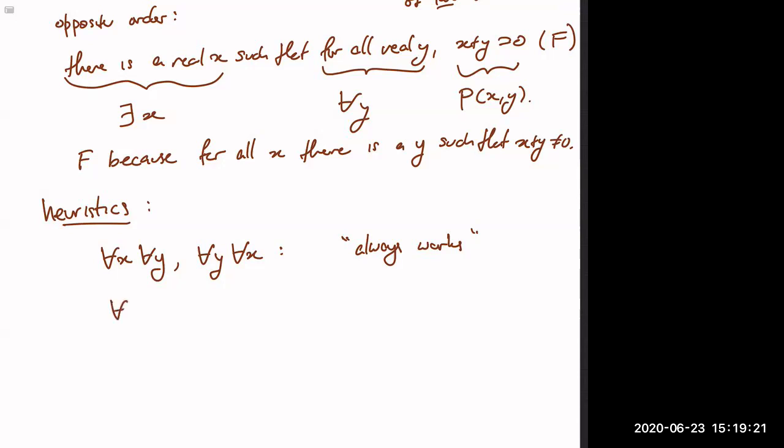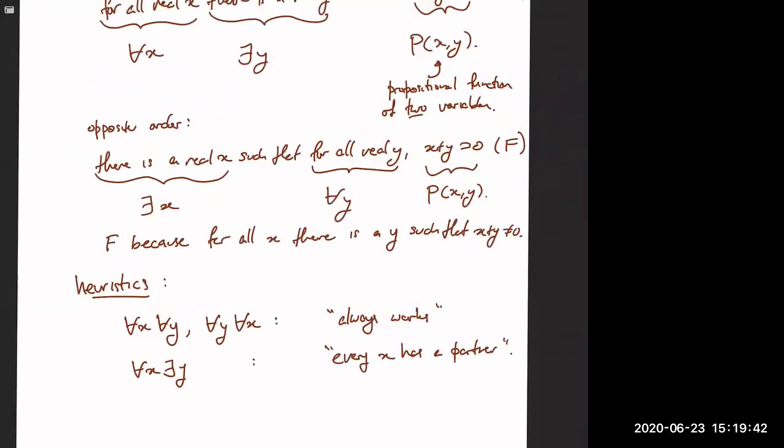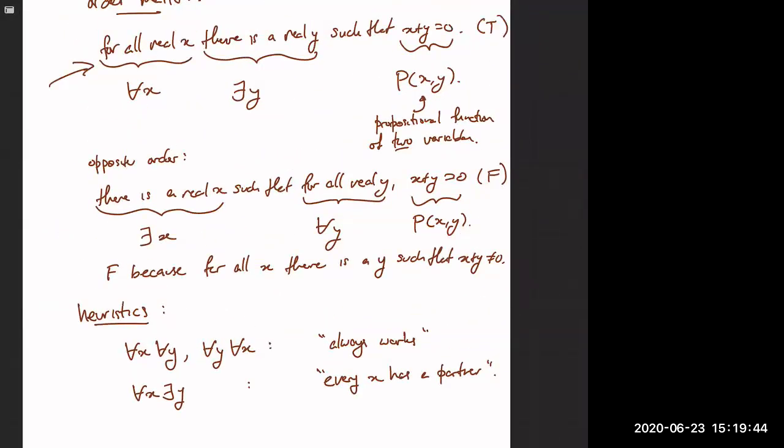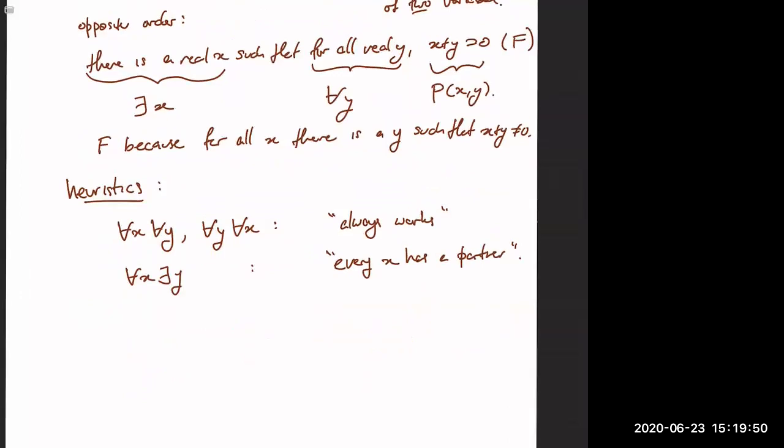If you have for all on the outside and exists on the inside, you get something like every x has a partner. So that's the kind of thing we were seeing in the first example up here. Every x has a negative, right? So every x has a partner that makes our thing true.